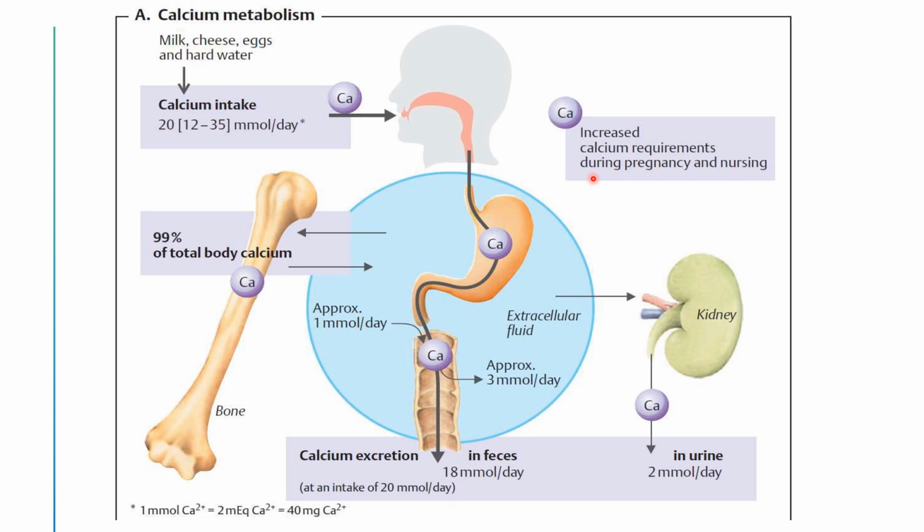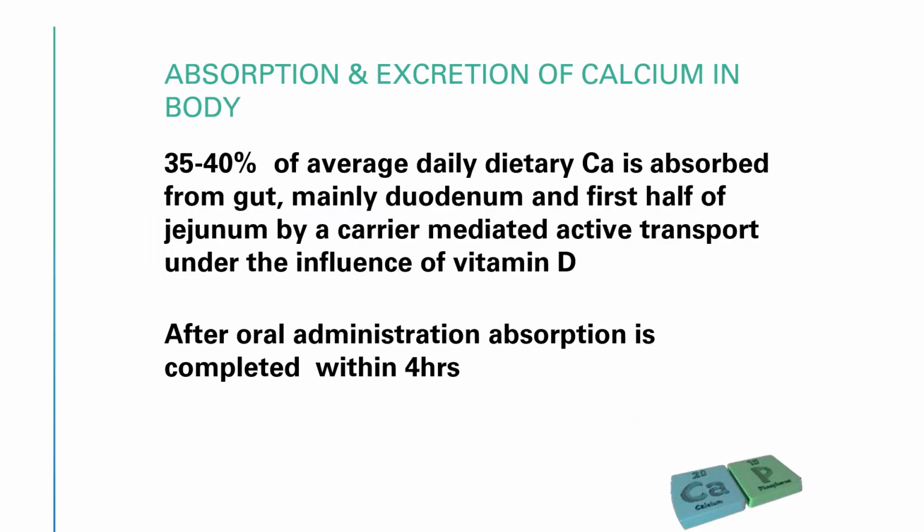There are increased calcium requirements during pregnancy and nursing. Regarding absorption and excretion of calcium in the body, 35 to 40% of daily dietary calcium is absorbed from the gut, and the remaining 60 to 70% is excreted in the feces. Absorption is mainly from the duodenum and first half of the jejunum by carrier mediated active transport under the influence of vitamin D. After oral administration, that is when we take calcium externally, absorption is completed within 4 hours.